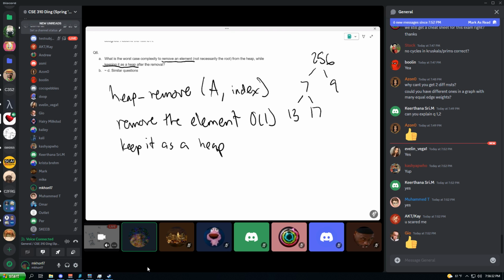Now I have to call max heapify on it. Well, 7 is clearly smaller, so I'm going to shift that. 13 is clearly smaller, so I'm going to shift that too. What I notice is I had to heapify 2 times. I had to go from here to 13 and from here to 256. I had to move it 2 times. Okay, that seems interesting enough.